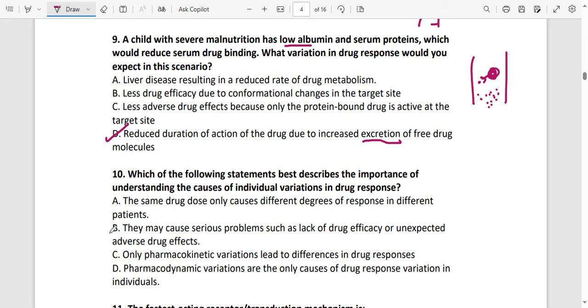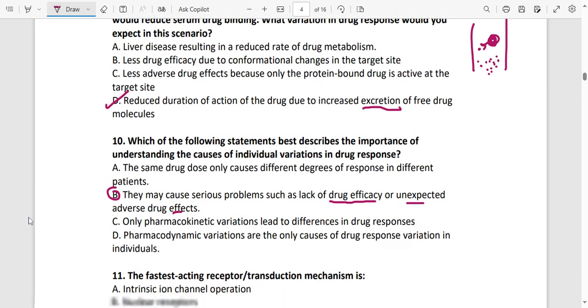Okay. So the best option you can go for there is B. They may cause serious problems such as lack of drug efficacy. Lack of drug efficacy just means that the drug is not working as expected, and also unexpected adverse effect. Remember, we've talked about two things. You want to understand the difference so that you ensure that the drug can work and you minimize side effects. Hope that is okay.